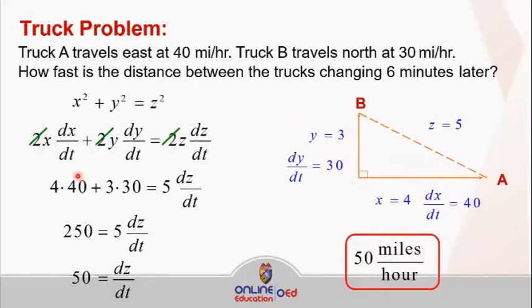So papalitan lang natin again yung value. We have 4 times 40 plus 3 times 30 is equal to 5. Since dz over dt is wala pa siyang value, yun yung i-compute natin for this problem. So we have the 250 is equal to 5 times dz over the dt. The value for the dz over the dt is equal to 50 or 50 miles per hour.